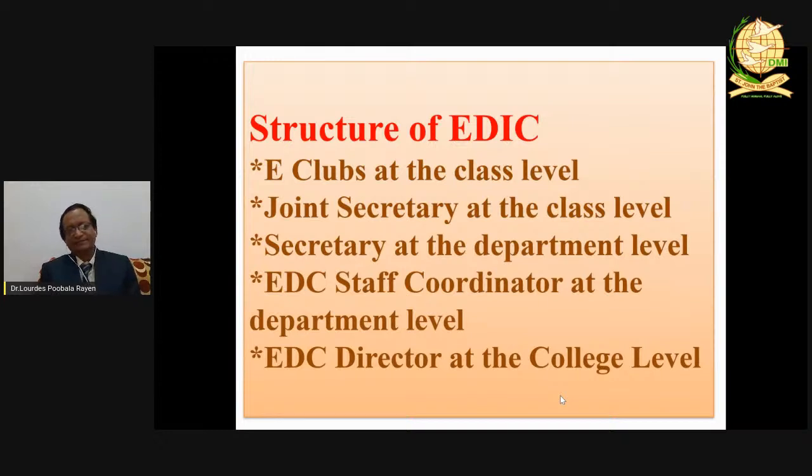E-clubs at the class level. In each and every class, we need to create entrepreneurship clubs, e-clubs. The main idea for creating e-clubs at the class level is to create some awareness about entrepreneurship. In order to coordinate the entrepreneurship development activities at the class level, we need to elect one joint secretary. That joint secretary will organize all the activities in the class.